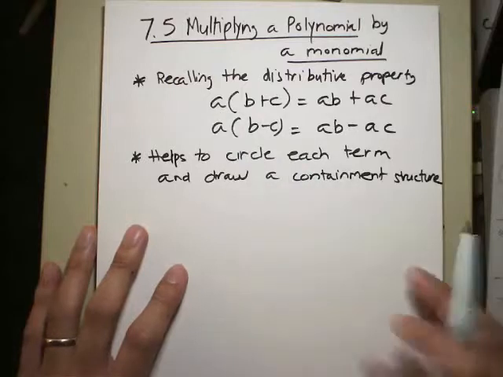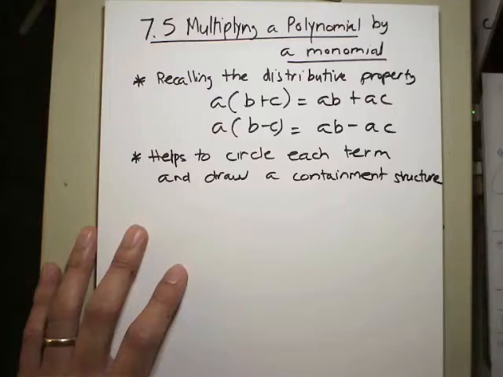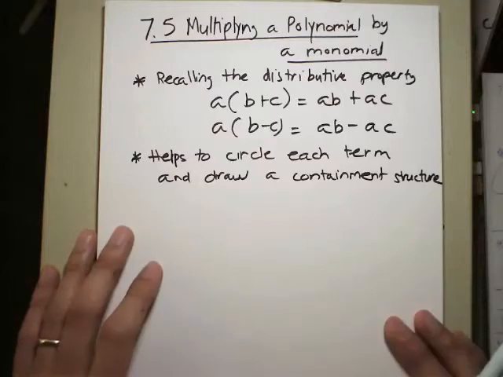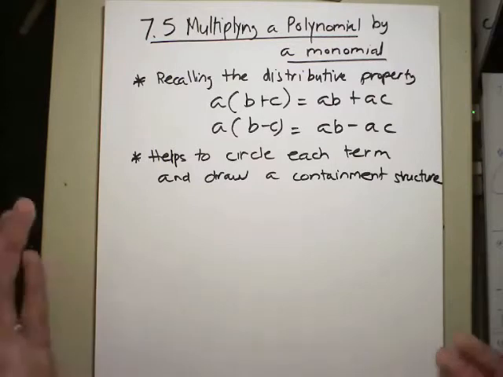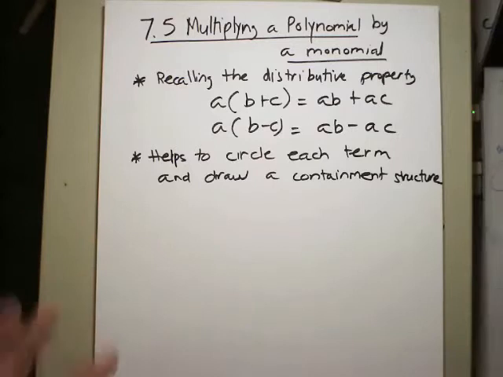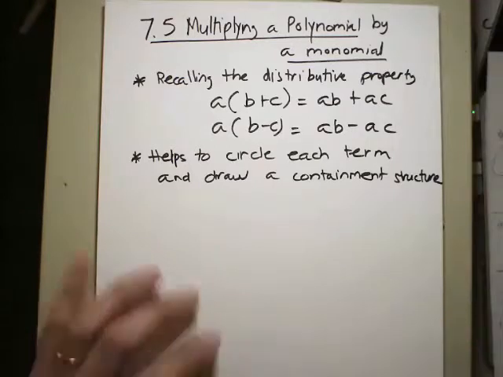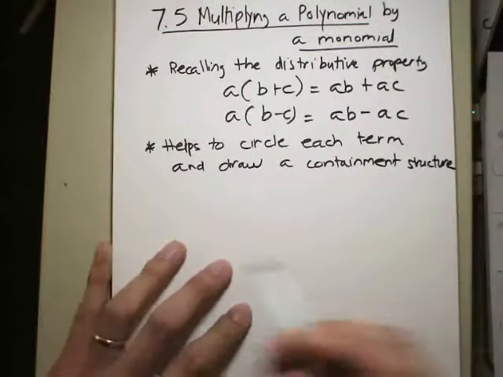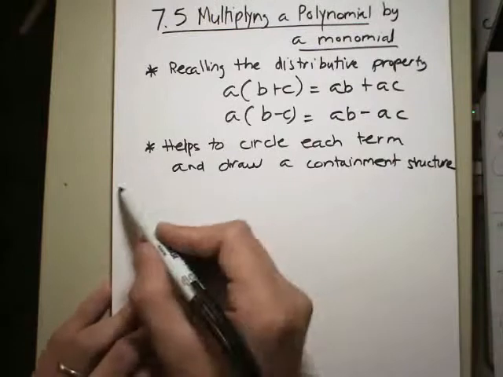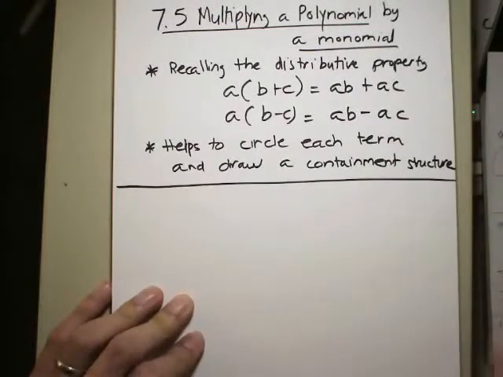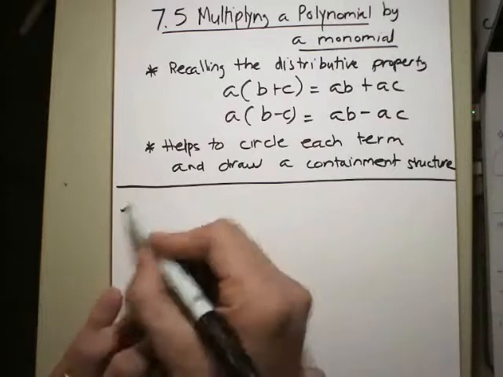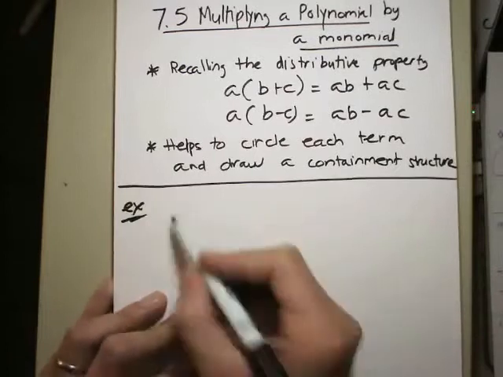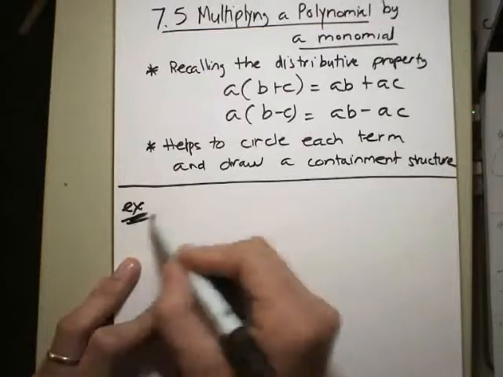For this particular section, it really helps, guys, to identify each term by circling them. And I want to introduce something called a containment structure. We'll talk about that in a minute. It's just a way to help you organize your work. It's really up to you as an option. Some of you might like it, some of you don't, so we'll see how that works out. But let's go ahead and try this number together.